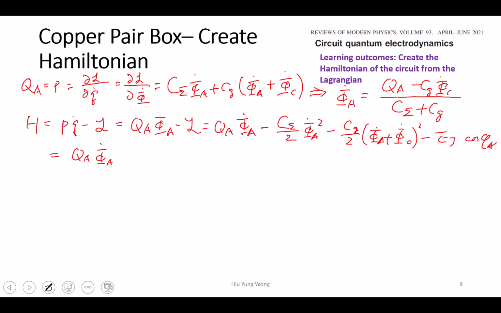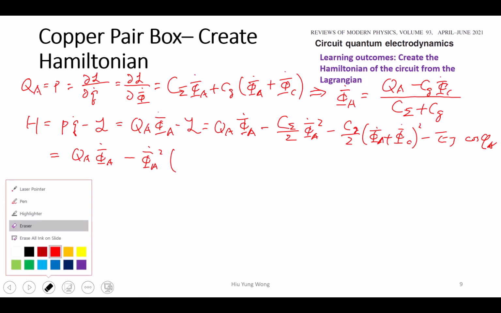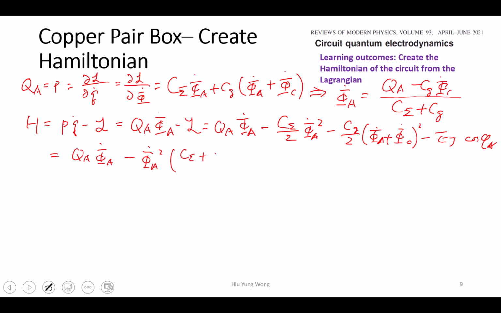Now I have a square here, so there's going to be a lot of math actually. I don't like that. This one will give me phi_A squared plus 2 phi_A times phi_C. So I will group the phi_A squared together. This is phi_A dot squared times C_sigma plus C_G divided by 2. This is the square term. I also have the C_G phi_A dot times phi_C dot, which I can group with this term later. And then minus C_G divided by 2 phi_C dot squared minus E_J cosine phi_A.